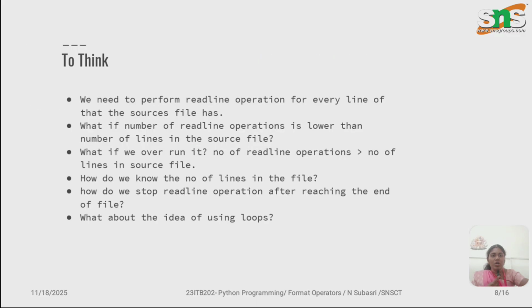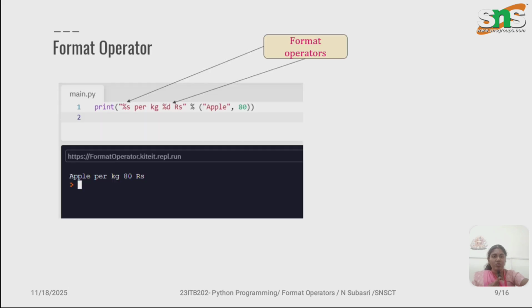So just think, we need to perform the readline operation for each and every line in the source file, and also the readline operation is lower, which will read whether it reads a lower number of lines in the source file, what will happen? What if we overrun it, or no readline operation is present inside the source file? So how do we know the number of lines in the file we have, and how will we stop the readline operation from reaching the end of the file, and what about the idea of using loops? So just think of it and comment the answers below, how we will clarify this.